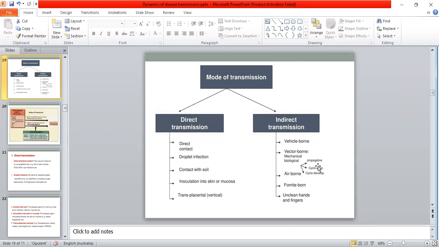Indirect transmission is through vehicle-borne, vector-borne. Vector-borne may further be mechanical and biological. And if we talk of biological, it can further be propagative, cyclopropagative, and cyclodevelopmental. Fomite-borne, unclean hands and fingers.